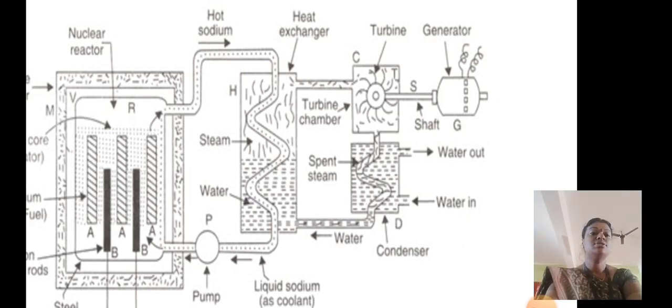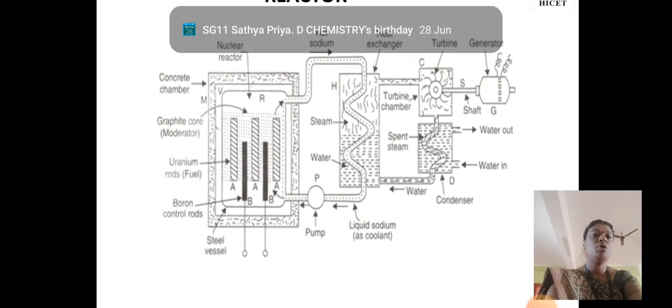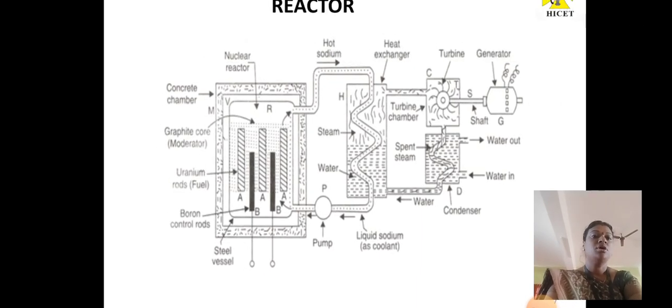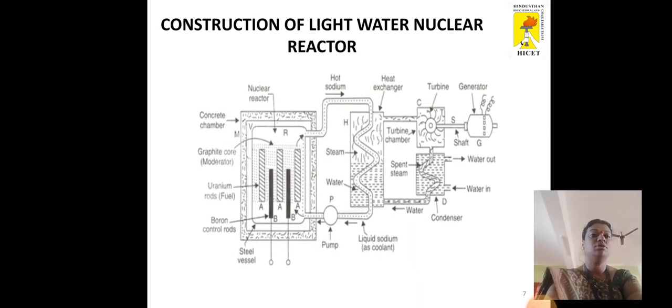And after that, the steam goes to the condenser, where the steam is getting condensed, and the vapor is converted into a liquid, and this liquid is again taken to the heat exchanger. So this is happening in a cyclic manner to produce the electricity. So in this way only the nuclear reactor is working.